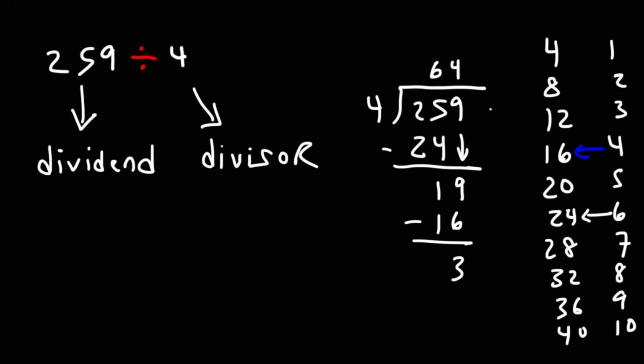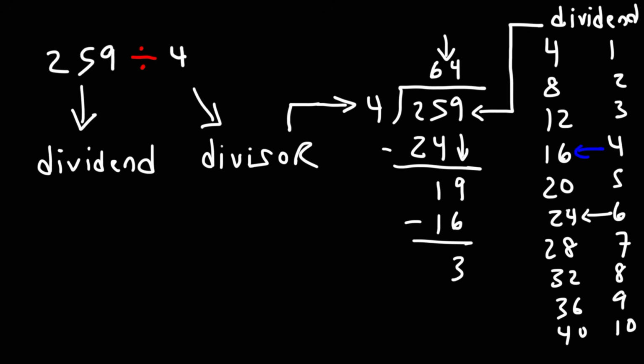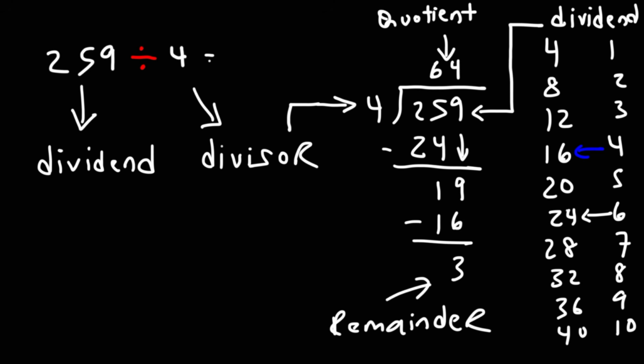Now, as we mentioned before, 259, that is the dividend. On the outside, the 4, that is the divisor. The 64, that is the quotient. The 3 is the remainder. So 259 divided by 4, we can write the answer as 64, remainder 3.